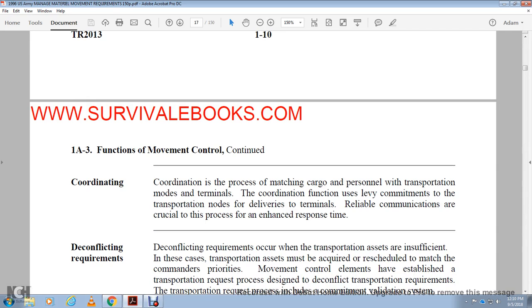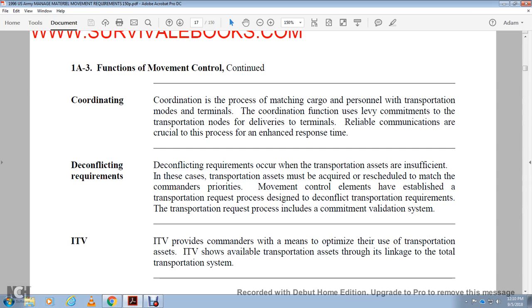Coordination is the process of managing cargo and personnel with the transportation modes and terminals. The coordination function uses the level of commitment of the transportation nodes over the delivery to the terminals. Reliable communication is critical to the process and enhances response time.